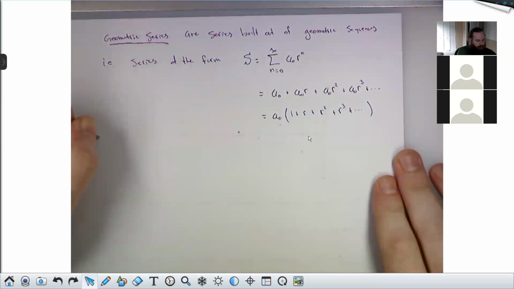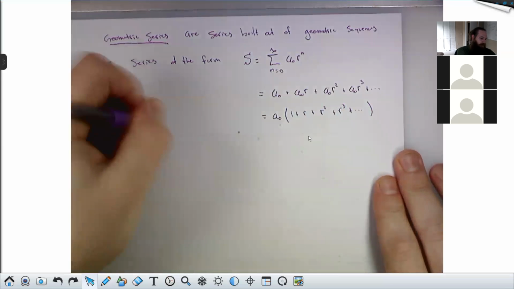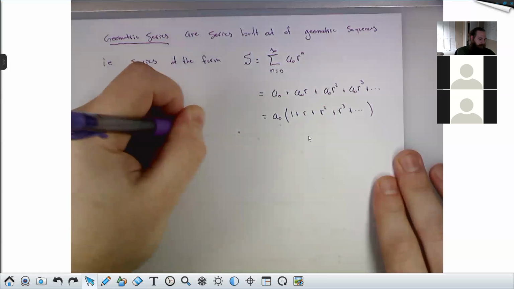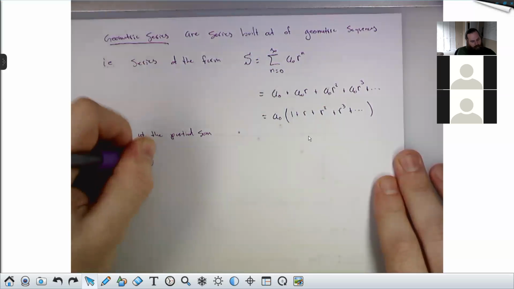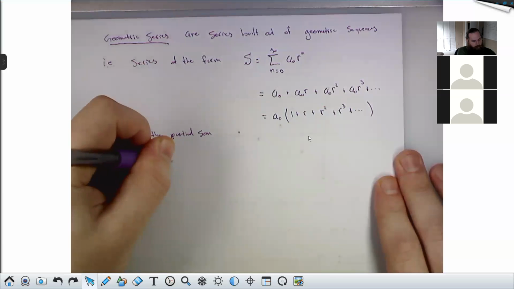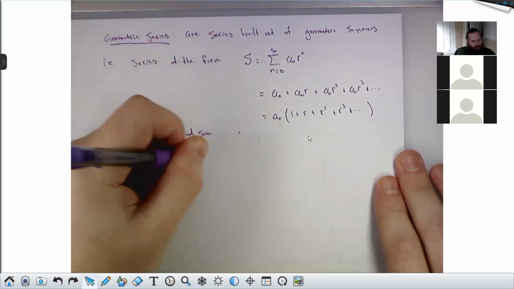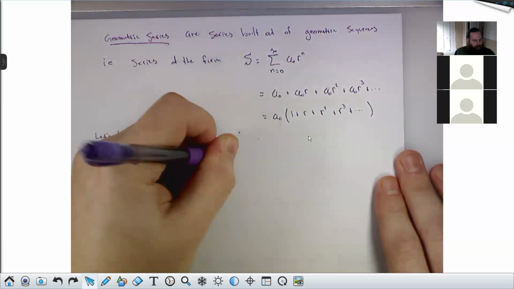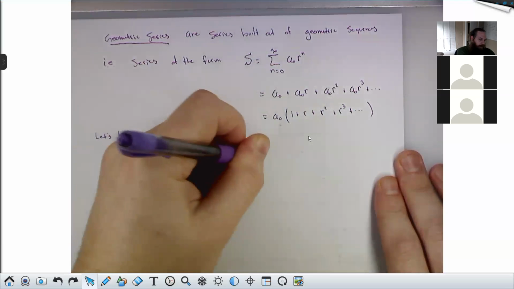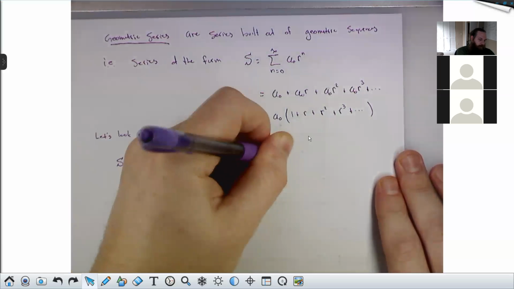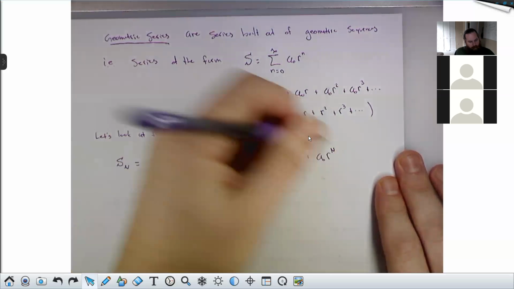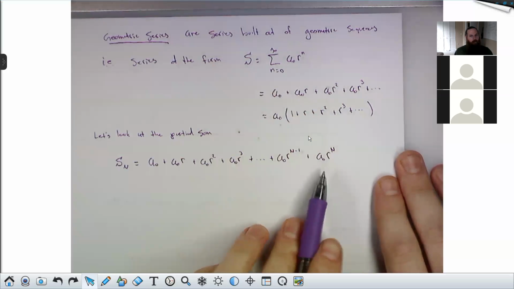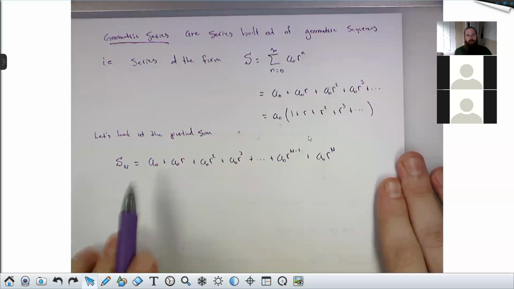Let's look at the partial sums, Sn. That's A naught plus A naught times R plus A naught times R squared plus A naught times R cubed. But rather than going on and on forever, it has a second to last term, A naught times R to the n minus 1, and a last term, A naught times R to the n. So rather than being an infinite series, it's just a big but finite series.